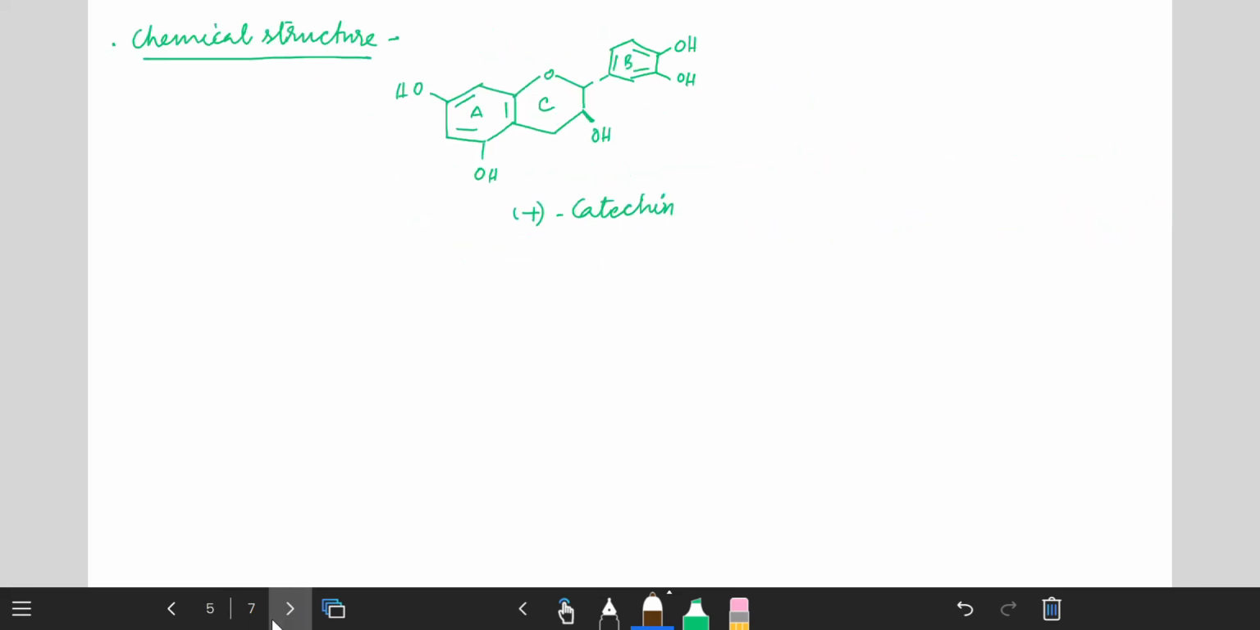Now we will see the chemical structure. So this is the chemical structure of catechin. In this, 2 benzene rings are present, which are attached with a heterocyclic moiety, that is dihydropyran. That is a heterocyclic moiety type C.